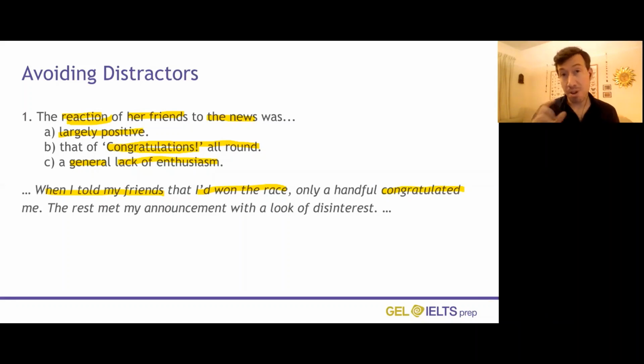But the important thing here is the adverb all round. And all round means everyone. So if we say congratulations all round, that means everyone congratulated me. However, here it says only a handful. That is not the same as all round. That just means some. Some people congratulated me. So B is not the correct answer, and this congratulated is a distractor.